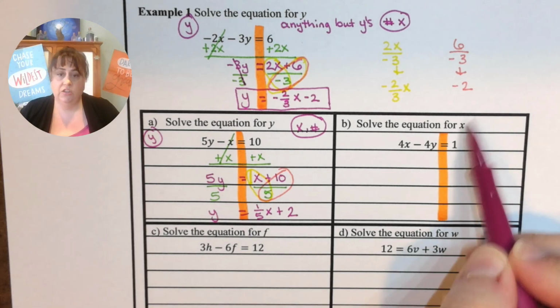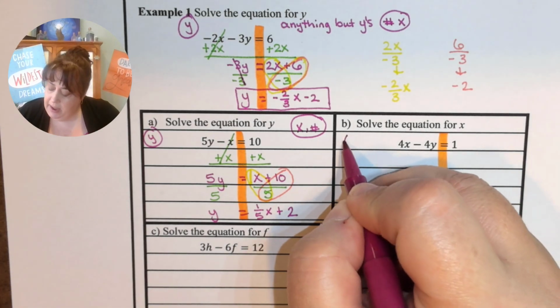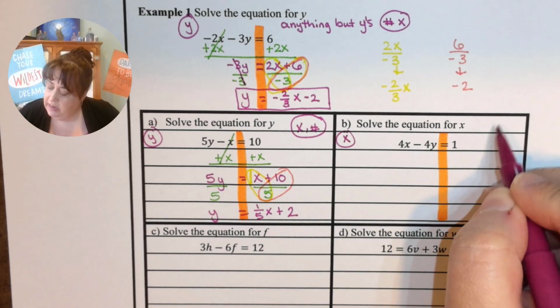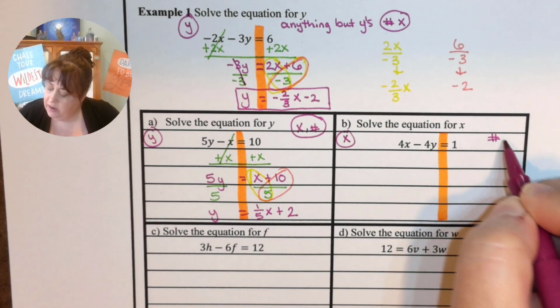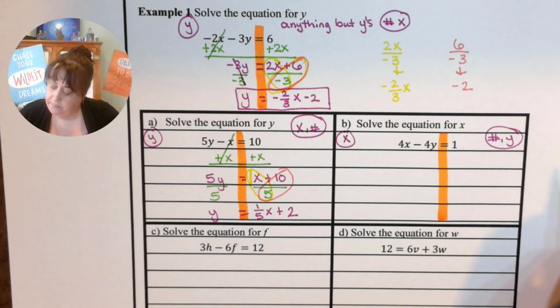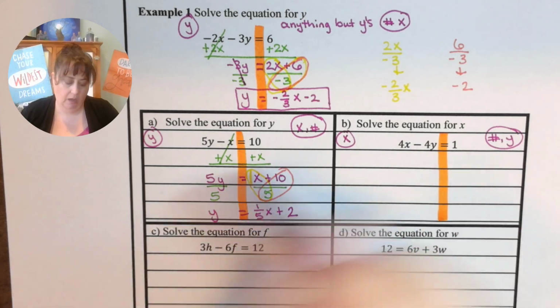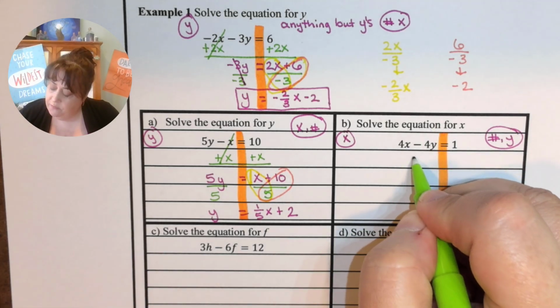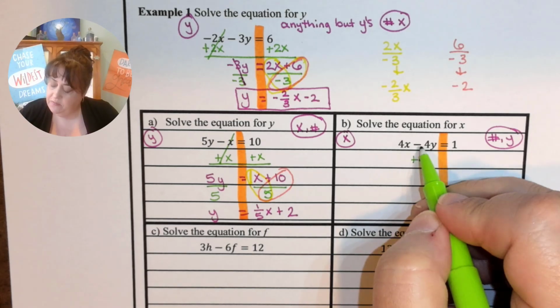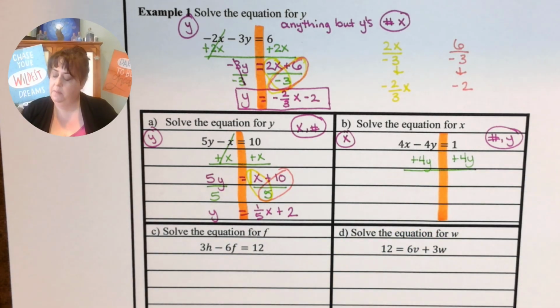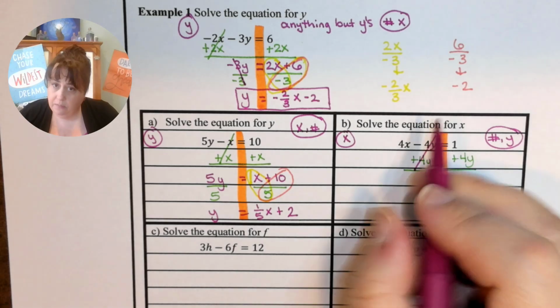This time we're being asked to solve for x. So this is going to be my x side, and then what's on this side is numbers and y's. So the y doesn't belong. So we are going to add 4y, because that's the opposite of negative. So we end up with 0.